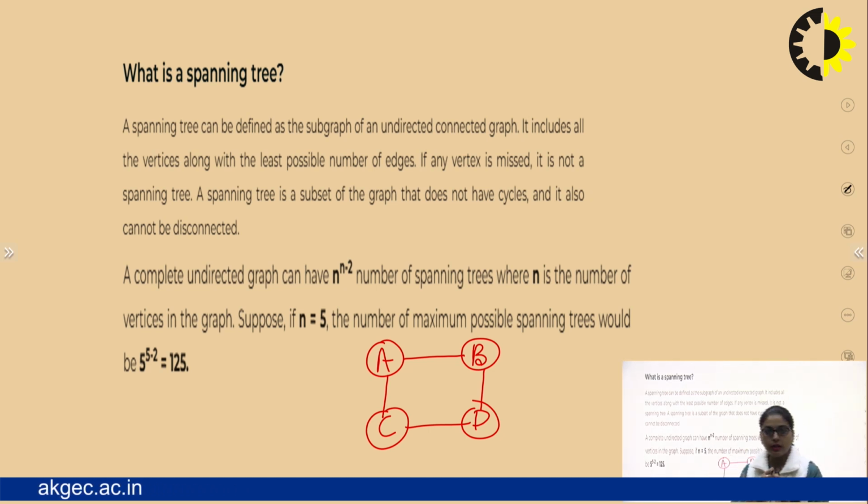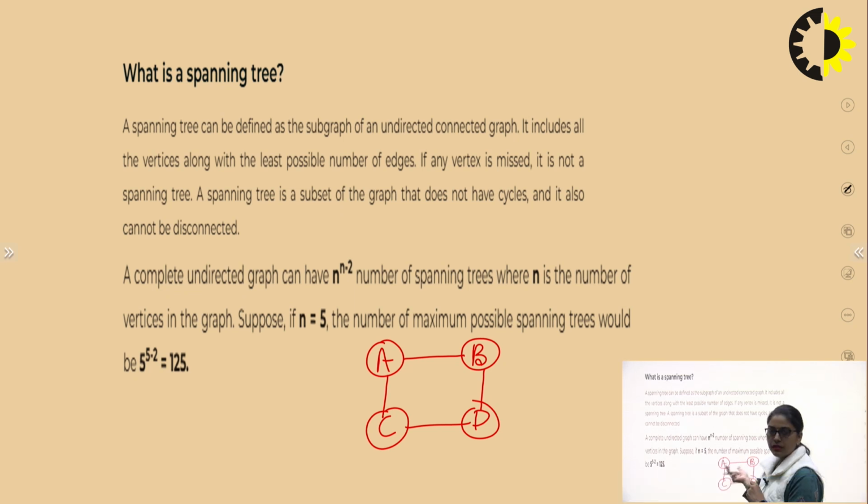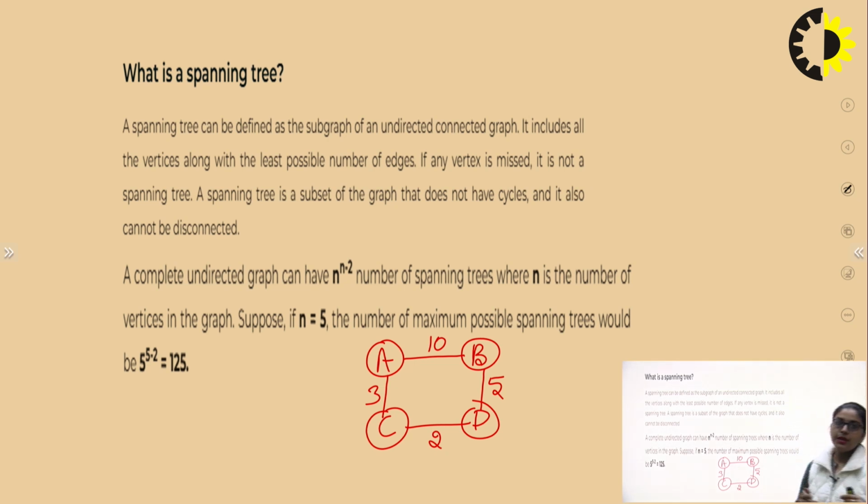But in terms of cost, in every graph there are some edges, that means we have a path from one vertex to another, for example D to B or B to D, and each has some cost. This cost may be 10, 5, 2 and 3. So what is the minimum cost spanning tree? We consider, from the 16 possible spanning trees, the one which has the minimum cost.